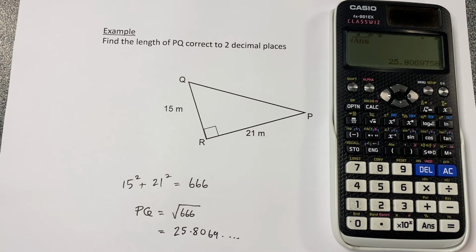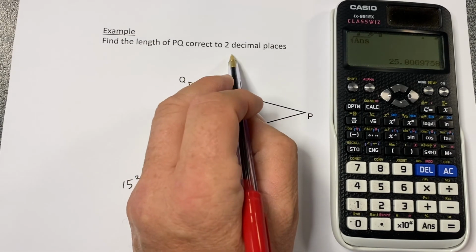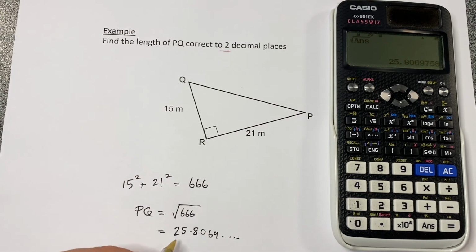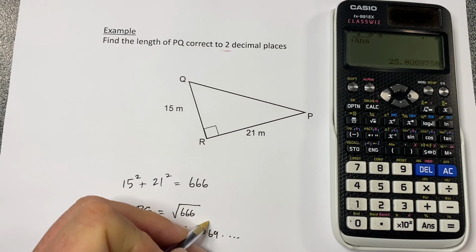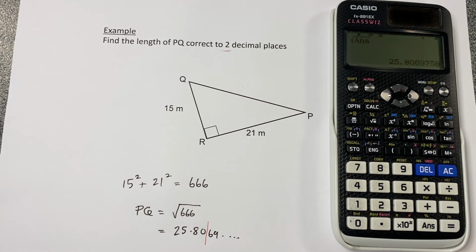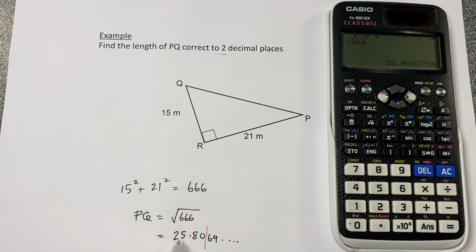Again, if I round this off, I'll go to 2 decimal places because the question actually says 2 decimal places. So 1, 2 decimal places, cut off. So it looks like it's 25.80. However, I'm cutting a 6 off, therefore I write that as a 1. So 25.81 is my answer.